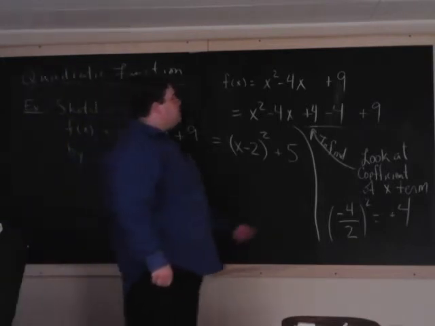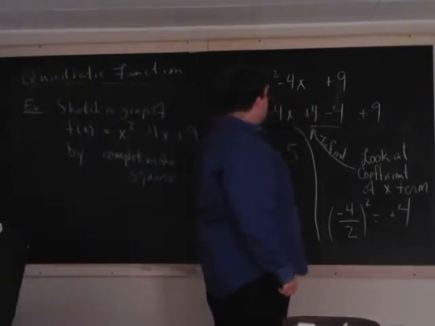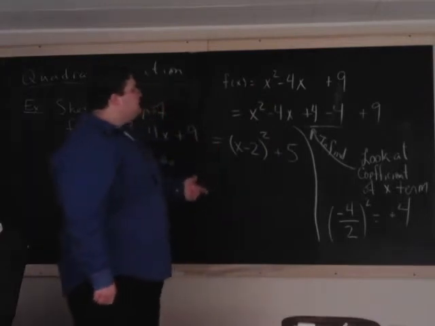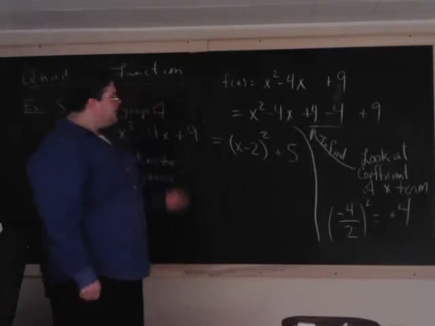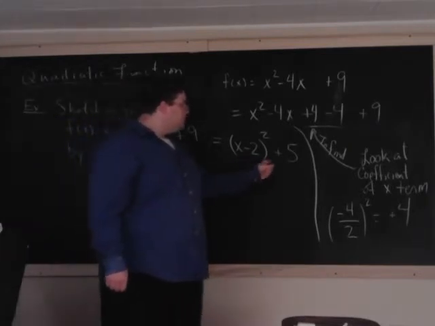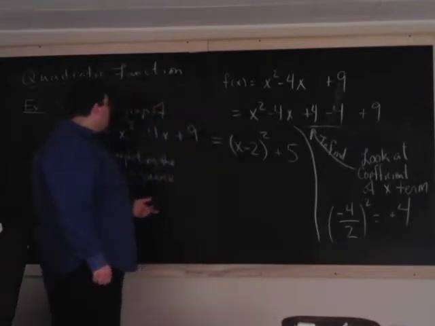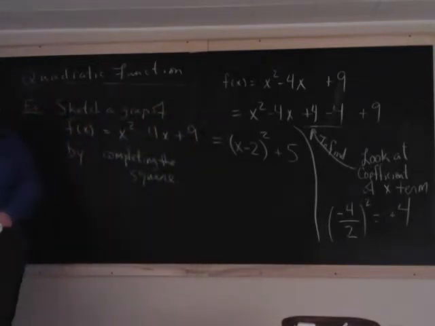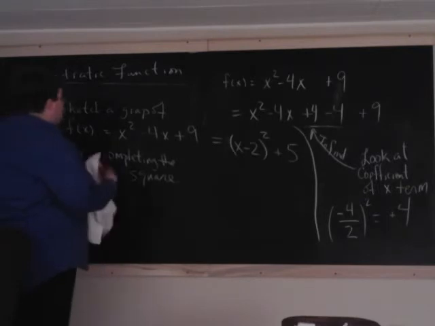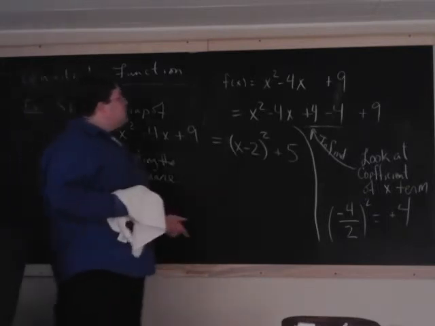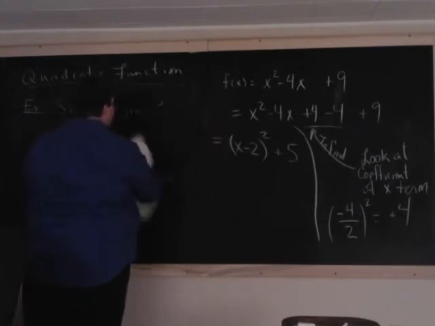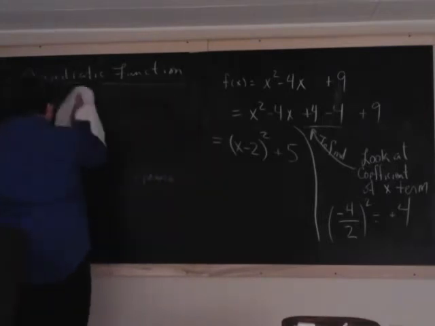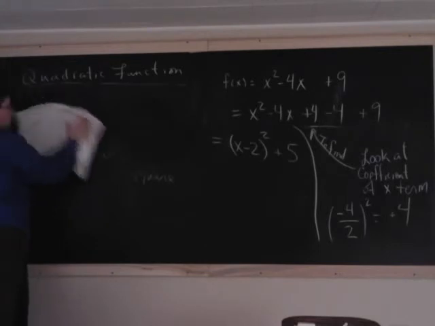So all we did here was we had to figure out a number to add that would allow us to write this as a perfect square. Well, right here, this function now looks like x squared with a couple transformations. So we can graph this. Remember, our goal was to sketch a graph of this function by completing the square. So we just rewrote this function as this by completing the square. So now let's sketch it using the graph transformations.